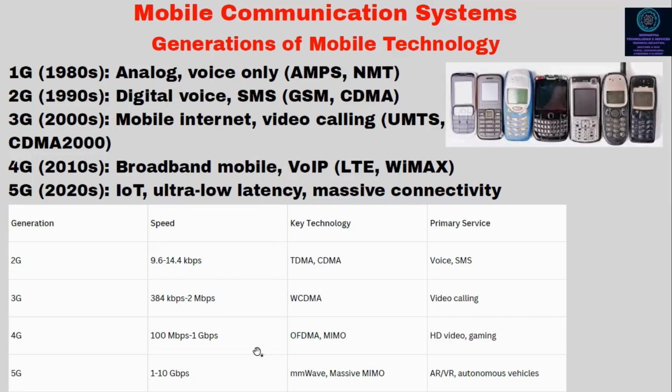Now 4G, the speed increase, that is the speed was up to 100 Mbps and 1 Gbps, HD video gaming and all, this came into existence. That is after 2G or 3G, we started high speed data. Okay, so this is a little idea about mobile system communication.